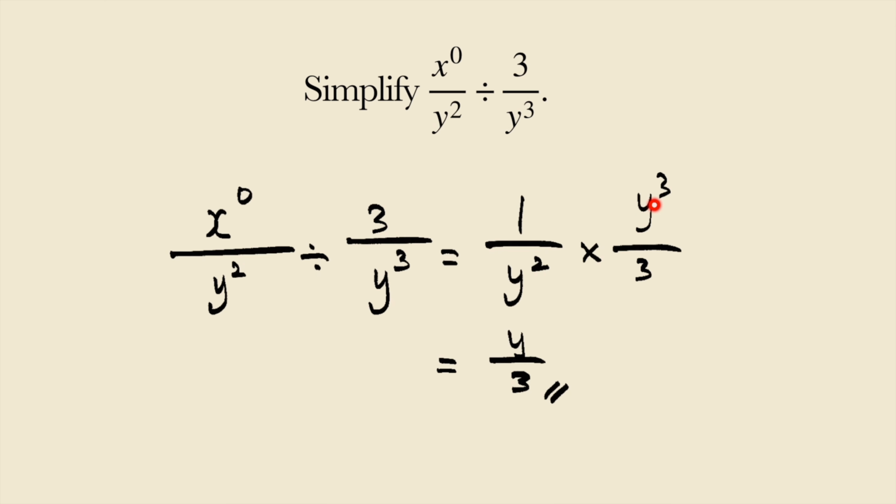Next thing we will do is to simplify. In this case, it's very easy, diagonally. So you see y squared and y cubed? Well, we can cancel this y squared away, and this becomes y. In the end, it becomes y over 3.